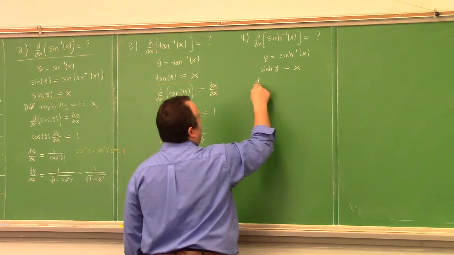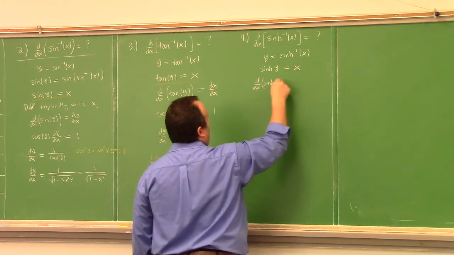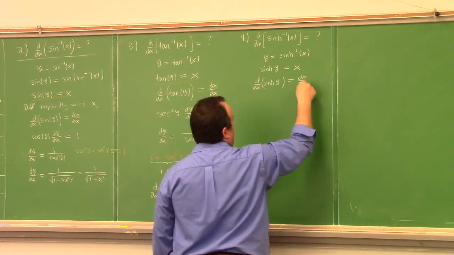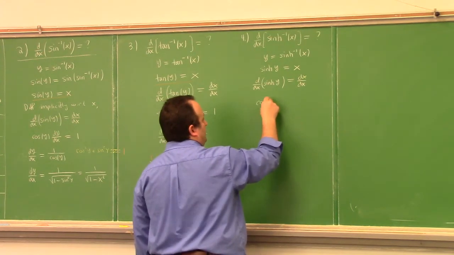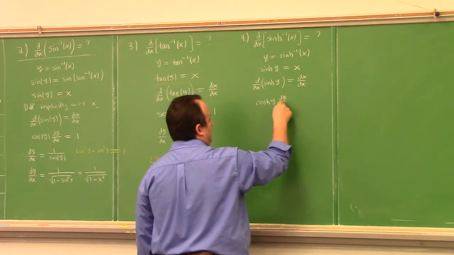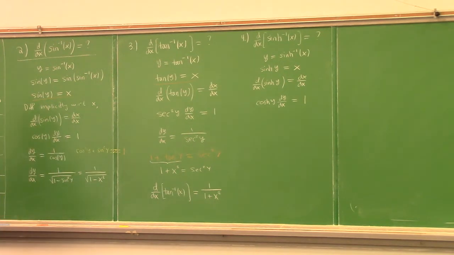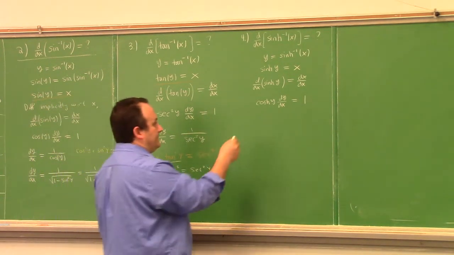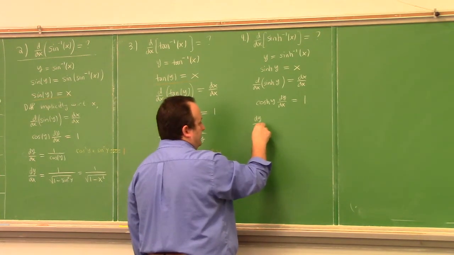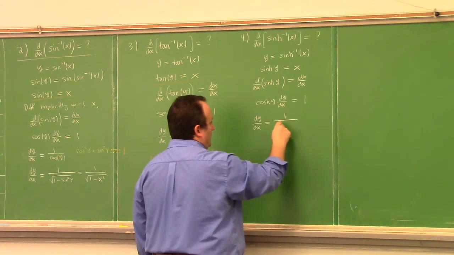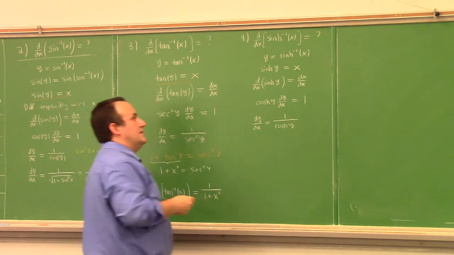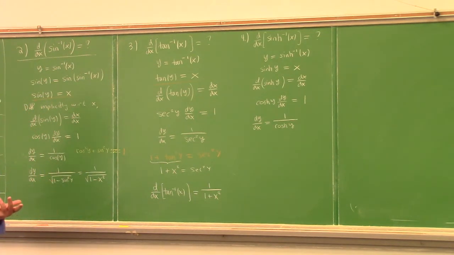So I have d/dx of sinh y equals dx/dx, right? Which tells me that cosh of y times dy/dx is equal to 1. So then I can solve for dy/dx, right? Now we're faced with the question, how do we relate that to sinh, right? How are cosh and sinh related?